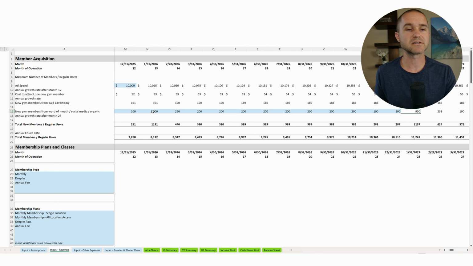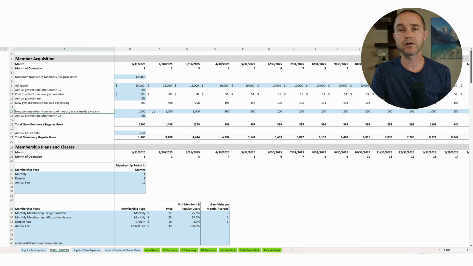So it's taken that 1,000, decreasing it by that 5%, because we actually think it's going to be harder over time to get new members in this kind of model. Over time, everyone's already heard about the gym, everyone's already checked it out. So it's going to be harder and harder to get new members, which is the reasoning for why we put a negative growth rate there.